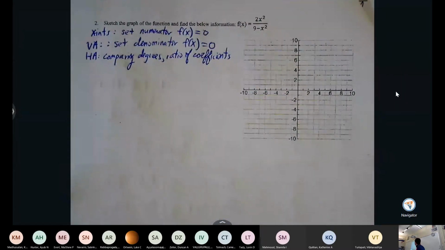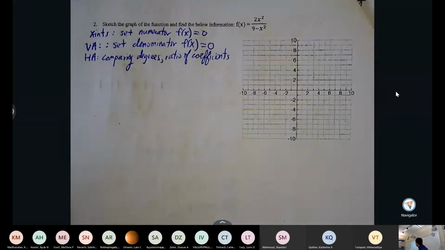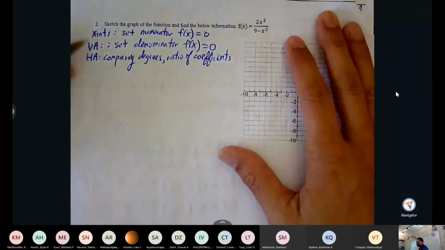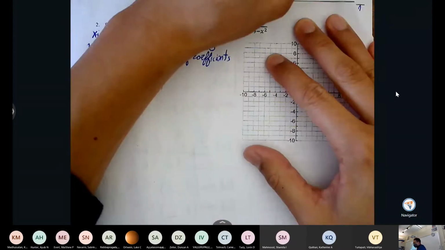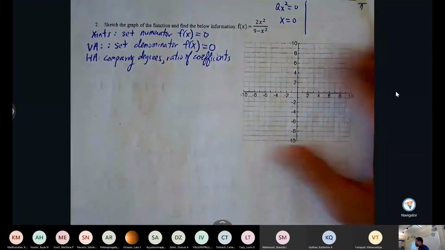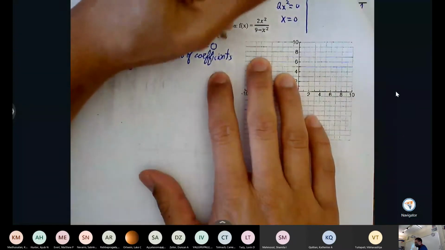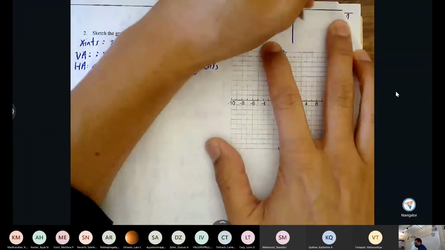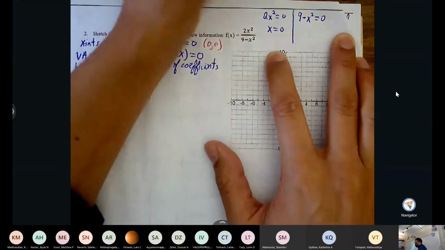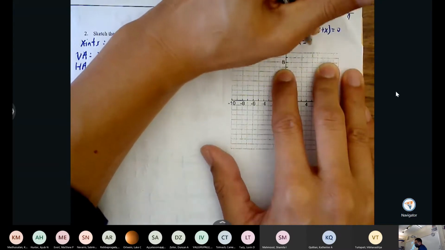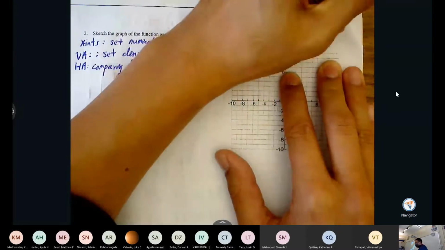So all this is helpful information because it's going to give us some anchor points, some boundaries for our graph, and so we know when we sketch it where our graph is going to go. So let's find x-intercepts first. So we said numerator equal to 0, right? So numerator equal to 0. Divide both sides by 2, take the square root, we get x equals 0. So that's just 0, 0. That's my x-intercept. Denominator equal to 0. I can factor that, or I can solve for x. So those are the location of my vertical asymptote.